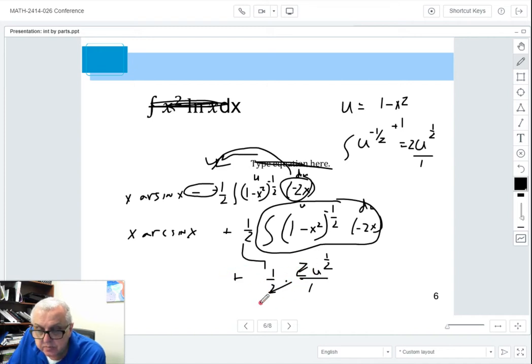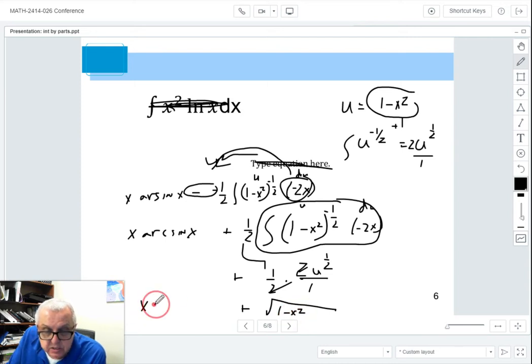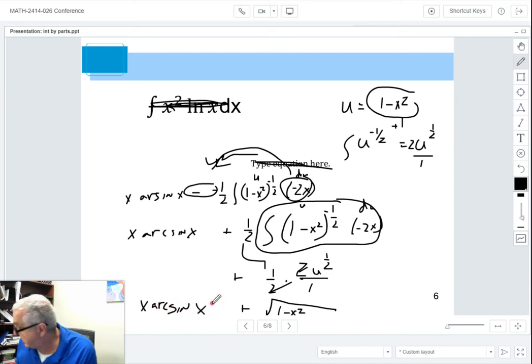These cancel, and I'm just left with u to the 1/2. And don't forget, u is 1 minus x squared, and 1/2 is the square root, so I got the square root of 1 minus x squared. x arc sine x plus the square root, oh, and don't forget the plus c. So this is the answer that I have, and I ran out of room again.